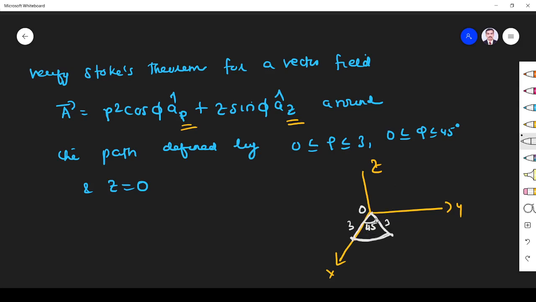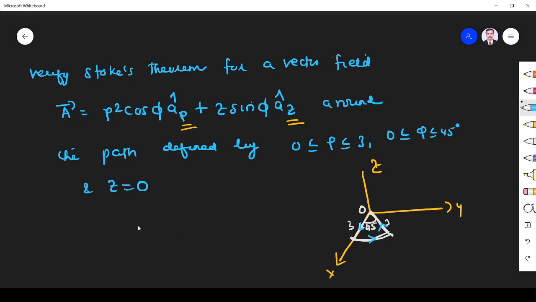Now what we have to do? Now we have to apply Stokes theorem for this closed path. It is going from here to here and here, here. For this contour we have to apply Stokes theorem. Why have I drawn this? Then only it is easy for us to work.